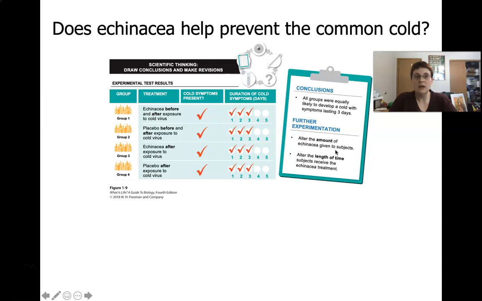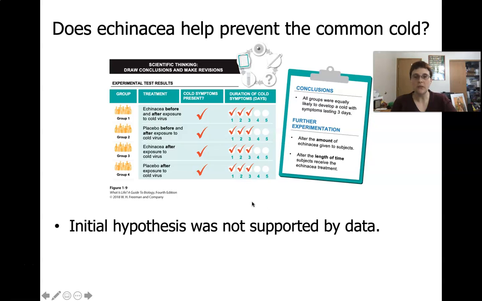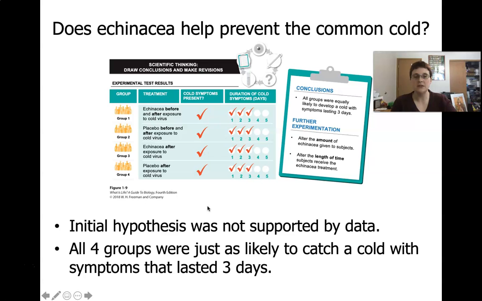Maybe you weren't giving them enough to actually get the effect. Or alter the length of time that they get the echinacea. Maybe you weren't giving it to them for a long enough period of time for their body to be able to use it. So if you were only giving it to them for a week, give it to them for 2 weeks before their exposure. If you were giving them 1 pill, give them 2 pills to alter the amount. So the initial hypothesis was not supported, but there are opportunities for new experiments.